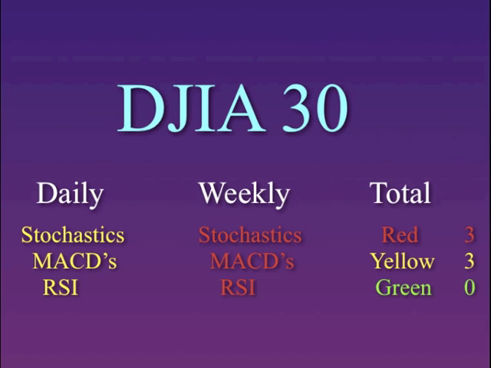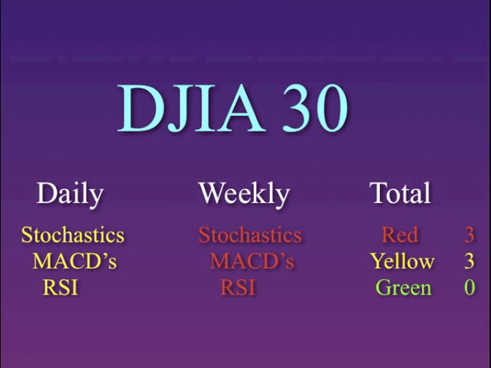And on the Dow Jones Industrial Average, we analyzed the daily chart and the weekly chart. On the daily chart, stochastics, MACD, and relative strength index were all oversold and starting to improve. We gave them yellow marks. On the weekly chart, things were still looking like they had a way to go, as stochastics, MACD, and relative strength index all came in negative, and we gave them red marks. For a total, we got 3 red marks, 3 yellow marks, and 0 green marks. Looks like things may be improving here.